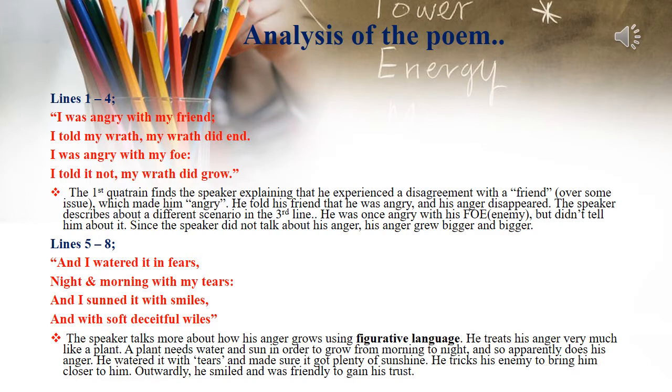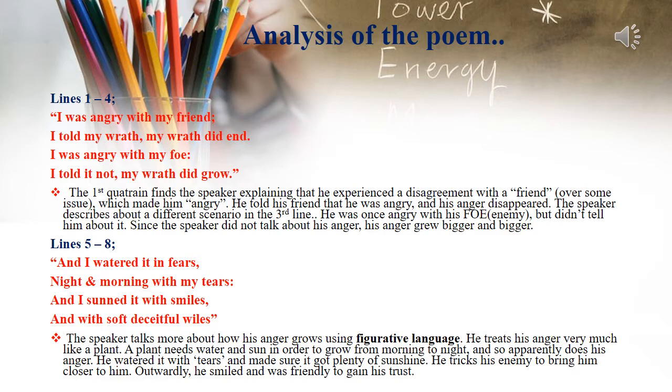And after telling that, what happened to his anger? It just vanished, disappeared, because he told, he spoke out. But what happened in the next two lines? Then he was angry with his foe, with his enemy. So there, did he tell his enemy that he was angry with him? No, he didn't tell. He kept this anger inside his heart. So he didn't tell his foe that I am angry with you. So what happened as a result? His anger grew bigger and bigger.